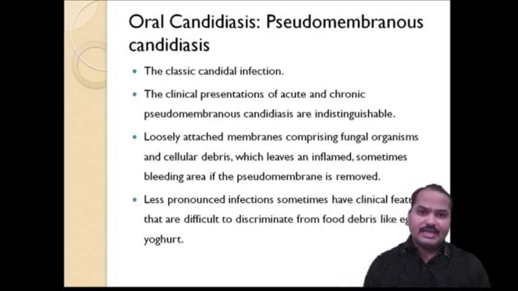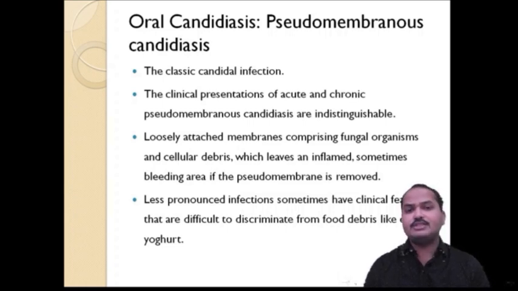Now coming to the pseudomembranous type of candidiasis, as the name suggests, there is a false membrane present over the infected area. This is the classical candidal infection, seen in the majority of patients as a whitish curd-like appearance. The presentations of acute and chronic pseudomembranous types are almost similar. These have loosely attached pseudomembranes, or false membranes, comprising mainly fungal organisms and cellular debris. Upon scraping this membrane, it leaves an inflamed and sometimes bleeding area. This is the very characteristic diagnostic test for the pseudomembranous type of candidiasis: upon scraping of the membrane, an erythematous or bleeding area is left at the site.